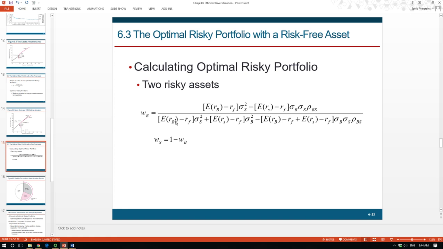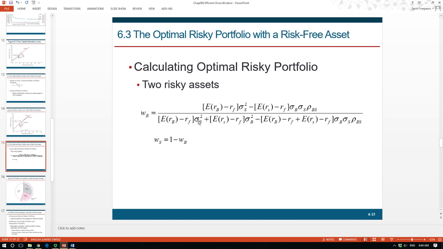Well, the first one is return: the expected rate of return for both stocks and bonds. This ERB is the expected rate of return for bonds, and this ERS is the expected rate of return for stocks. So those are the expected rates of return for both bonds and stocks. And two other variables are standard deviations.